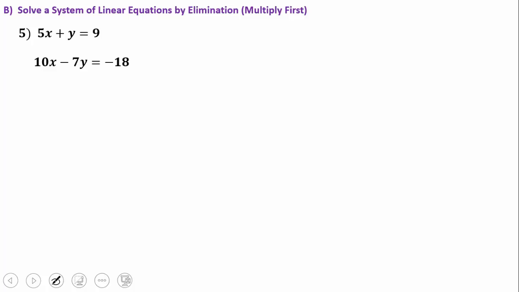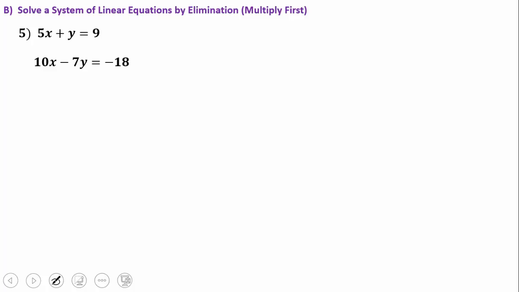And step one says, multiply, if necessary, one or both equations by a constant so that at least one pair of like terms has the same or opposite coefficients. Recall, if we have the same coefficient, that means they are the same sign. The numbers will be the same, but to be the same coefficient, they have the same sign. If we have opposite coefficients, that means we have opposite signs. The numbers are still the same. The numerical factor of the coefficient is still the same. It's the signs that are opposite.